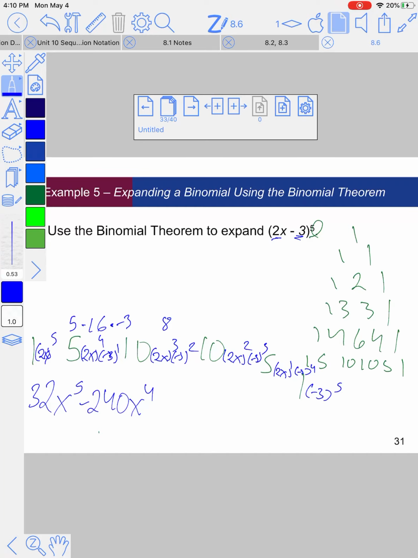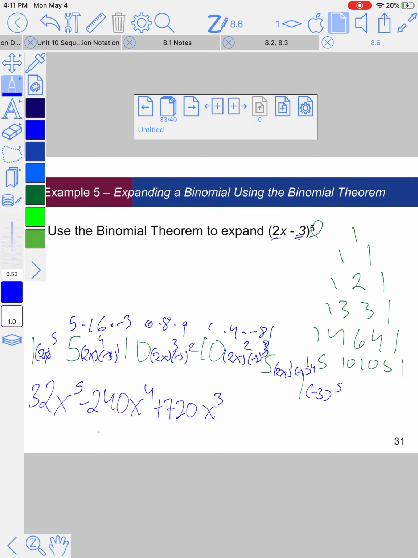2 to the cubed is 8. Negative 3 squared is 9 times 10. 8 times 9 is 72 times 10 is 720, x to the 3rd. 2 squared is 4. Negative 3 to the 3rd would be negative 81 times 10. 4 times negative 81 would be negative 32. That's 27, sorry, not 81.